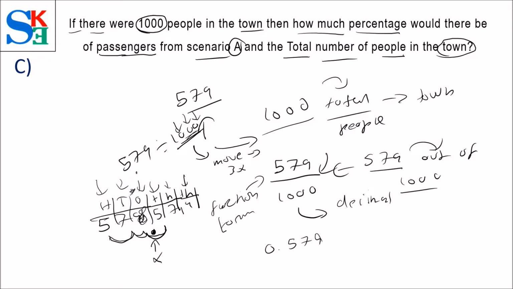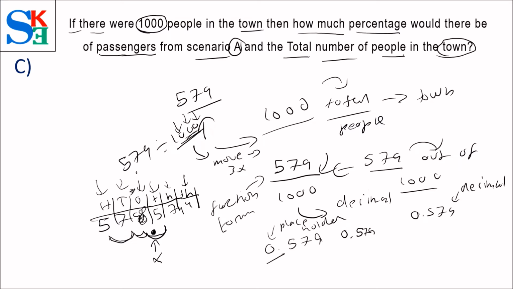You may see 0.579, but normally we write it as 0.579. We put in the 0 because it is a placeholder. Okay, so right now we have our answer 0.579. But that is still a decimal. This is not a percentage.